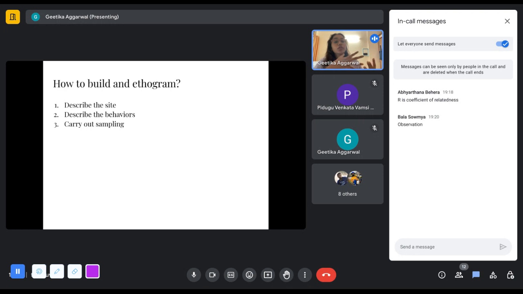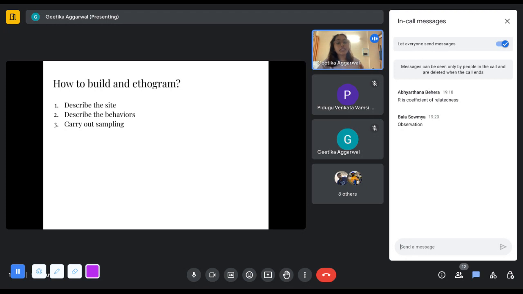So a better way to do it would be to divide it into different times. You say that you will observe for 1 minute and then you will rest for 1 minute, then you'll observe for 1 minute, rest for 1 minute. So in that 1 minute you observe what that individual is doing and you rest, and then you observe again, then you rest. This is one way of doing it.